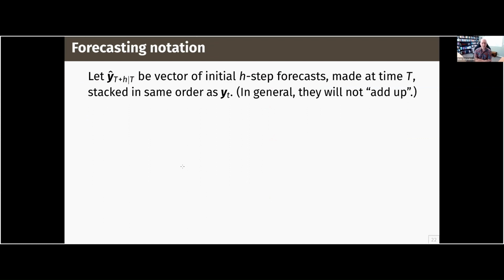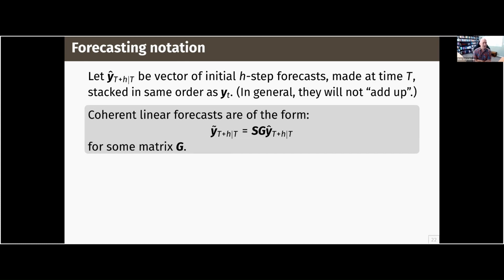So let's try and write down the problem using a little bit of notation. I'm going to put a hat on it to mean a forecast, a point forecast. We'll deal with probabilistic forecasts next week. The subscript t plus h gives me the time ahead that I'm trying to forecast to, and the notation bar t tells me what I'm conditioning on. So I'm going to say I know data up until time t, and I'm trying to forecast h steps ahead. So that's my vector of forecasts, and I'll put them in the same order as y, and they're not going to add up generally. I'm going to fit different models to different series, and they won't add up.